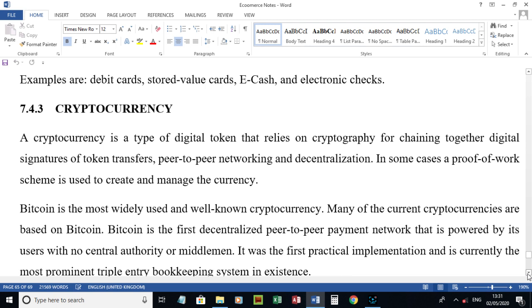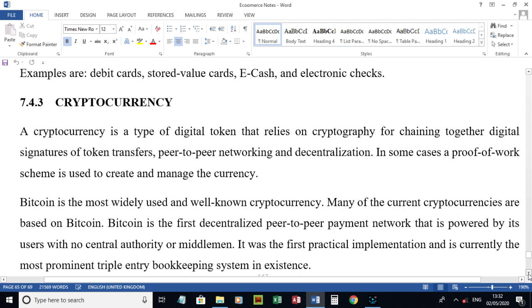In some cases, proof of work scheme is used. Proof of work. It means that you must prove that you have done the work. You understand? Before you can actually use the currency. So it's almost like Alibaba and PayPal, right? Okay. Bitcoin is the most widely used and well-known cryptocurrency.